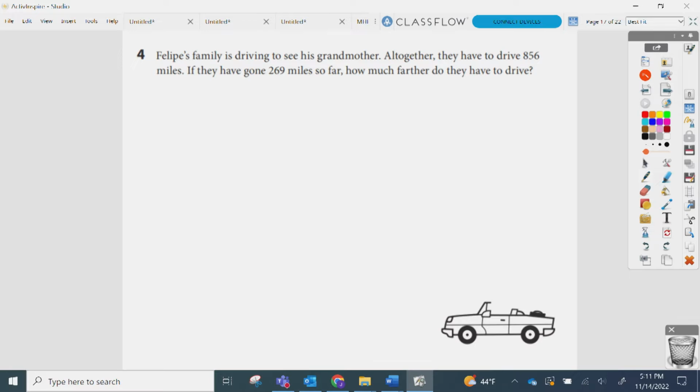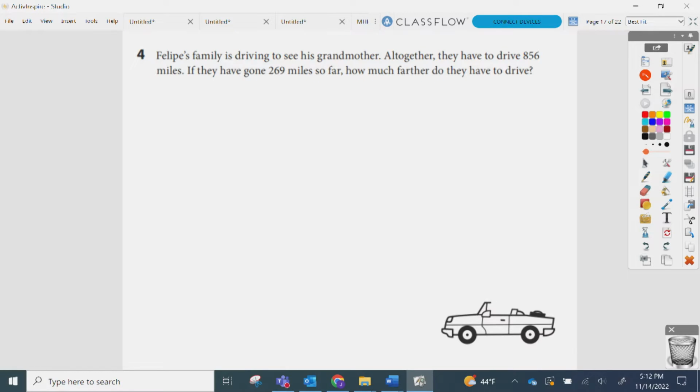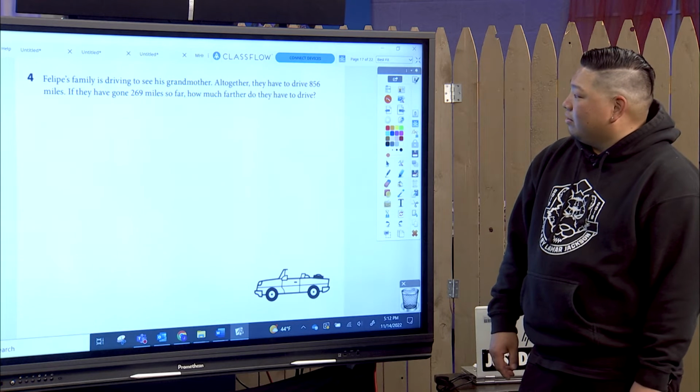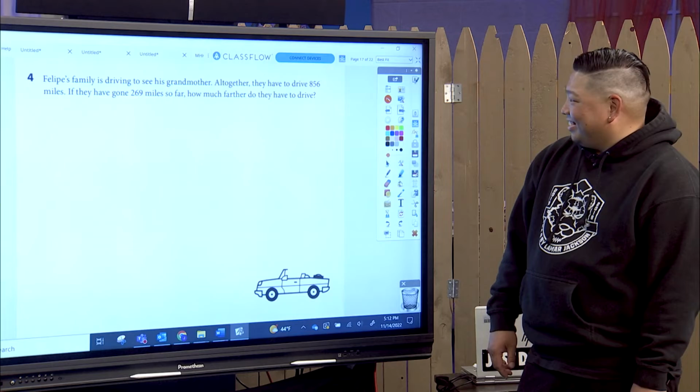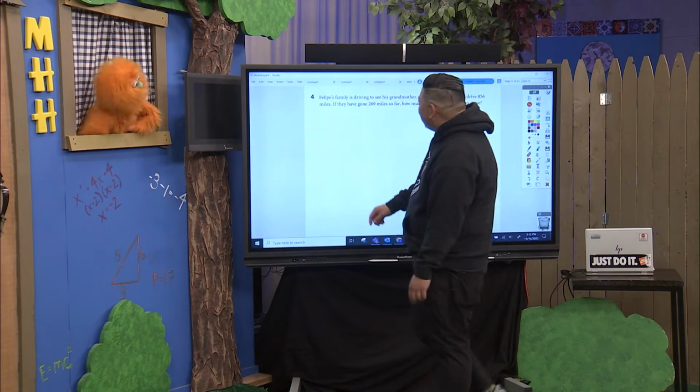Felipe's family is driving to see his grandmother. Love grandmothers, right? Absolutely. Altogether, they have to drive 856 miles. Wow, that's pretty far to go. That's a long way. If they have gone 269 miles so far, how much further do they have to drive? The answer to that is a lot, especially if there's traffic. You know what I mean? I know what you mean, buddy.